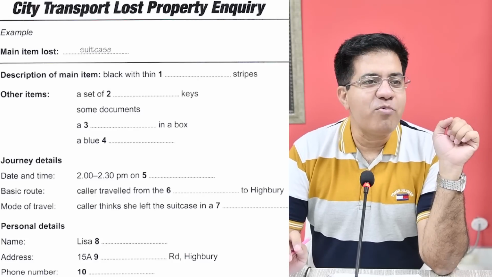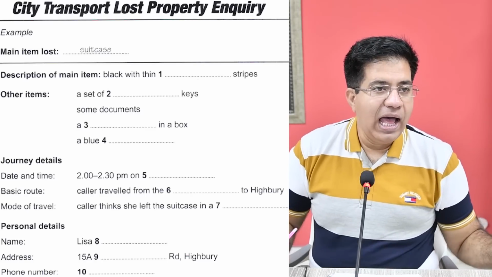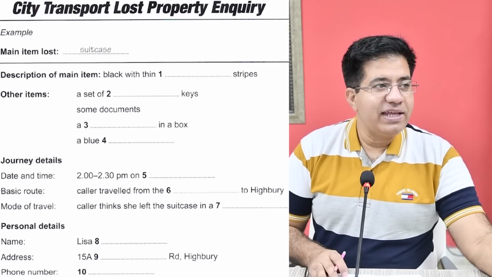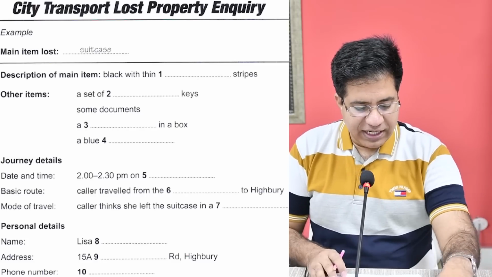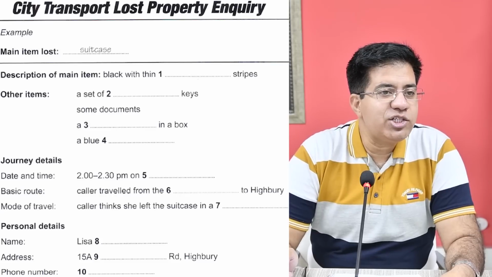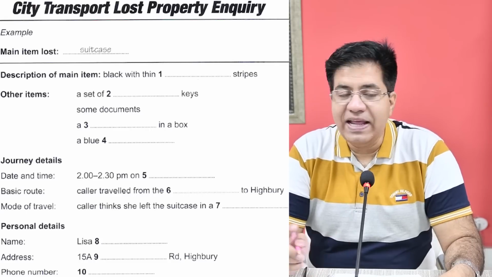U-M-B-R-E-L-L-A. Umbrella. Okay, good. So far so good? Yeah, let's go on. Journey details. Now, very simple. Date and time. What is mentioned? Time is mentioned. What is missing? Date is missing.